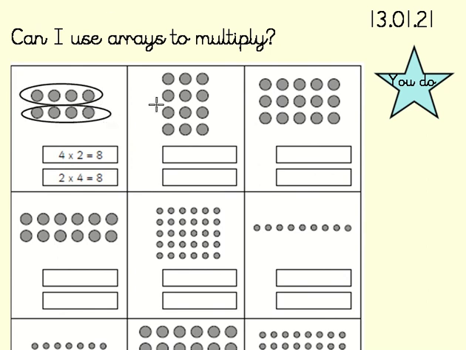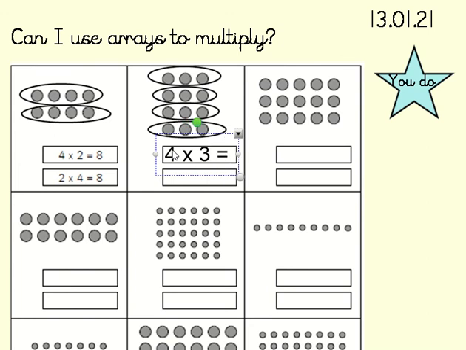Like that. So for this one here, you could look at your rows first, and you could say, okay, I've got 1, 2, 3, 4 lots of 3, and you can work out the answer. And you could do it the other way. You could say you've got 3 lots of 4.